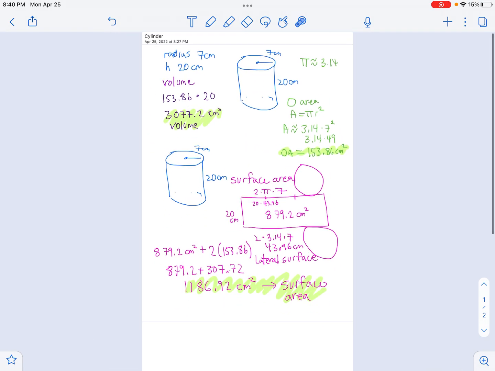So hopefully that makes sense. I'll leave this like this if you want to take a screenshot. Hopefully that makes sense, and you can try some of your own.